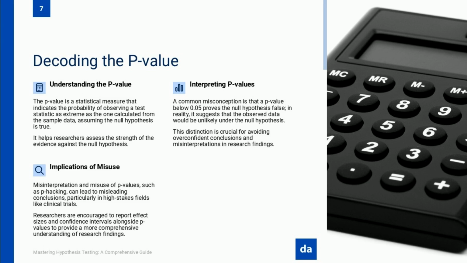replication studies. To address these issues, researchers are encouraged to adopt more comprehensive reporting practices. Instead of focusing solely on whether a result is statistically significant, they should report effect sizes, confidence intervals, and precise p-values. This approach allows for better interpretation of the results and acknowledges the uncertainty inherent in statistical analysis.